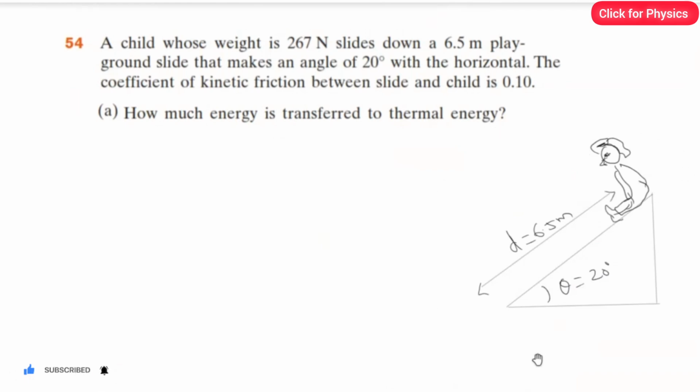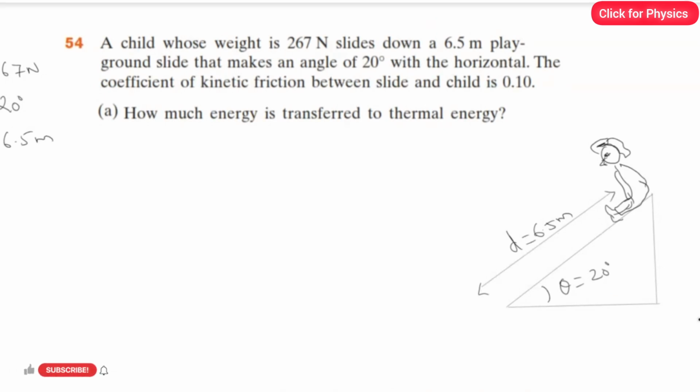Let's see the figure first. A child is sitting on the top of the playground slide, and she takes the distance of d, which is equal to 6.5 meter when she slides, and this inclined plane is at an angle of 20 degree, and the child's weight is given as 267 Newton. So let's write the given first. What is the weight of the child? The weight of the child is 267 Newton, and the angle of the incline is 20 degree, and the distance she slides is 6.5 meter.